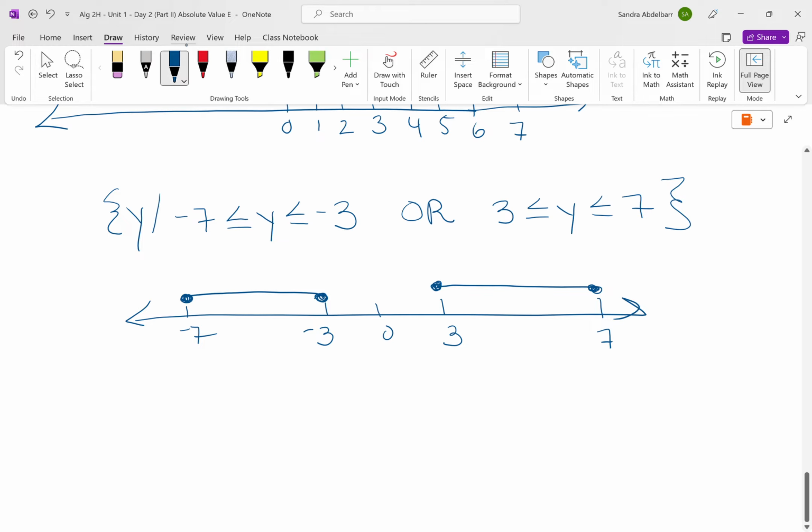Anybody want to see interval notation? Okay, interval notation would be -7, -3, oops, square brackets, or union, whichever one you prefer, 3, 7, square brackets.